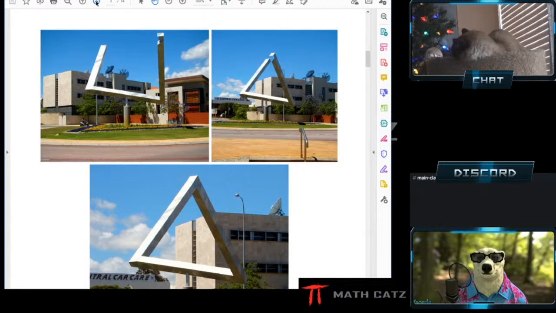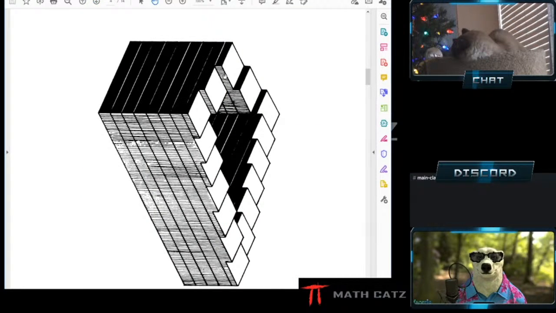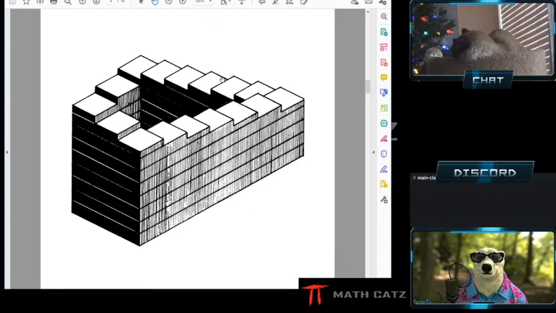Let me go to the next one here. Oh, this one is flipped around. Hold on. And you have this impossible staircase where the stairs go up and up and up and up and up, and they never go down. Just go up in a circle. How is that possible? We're exploiting the difference between 2 dimensions and 3 dimensions.